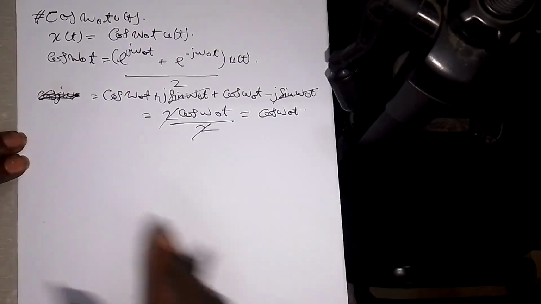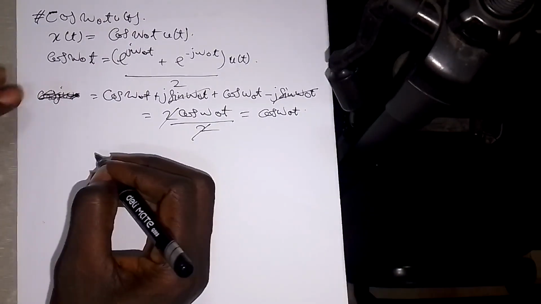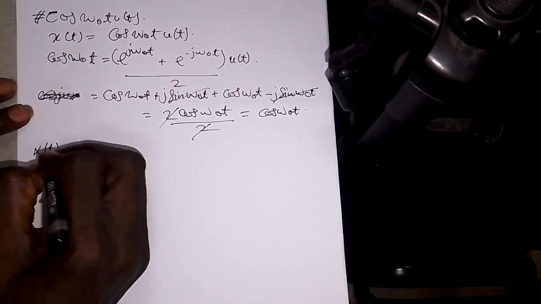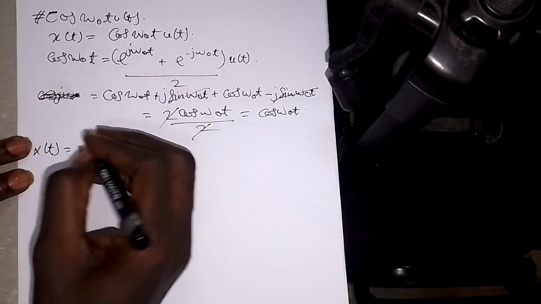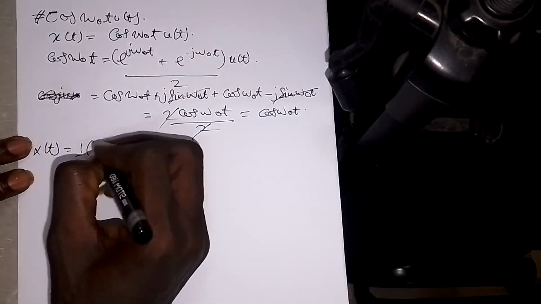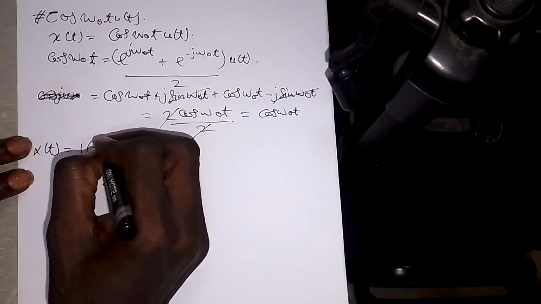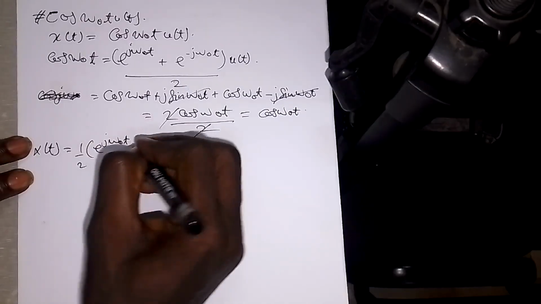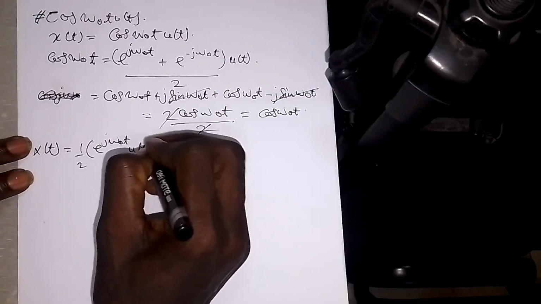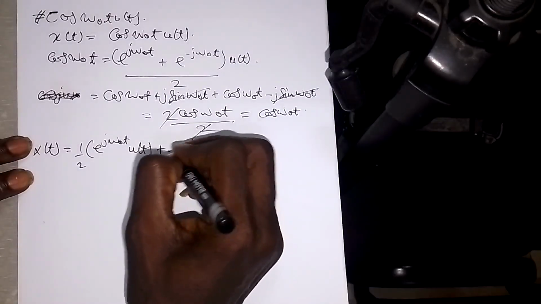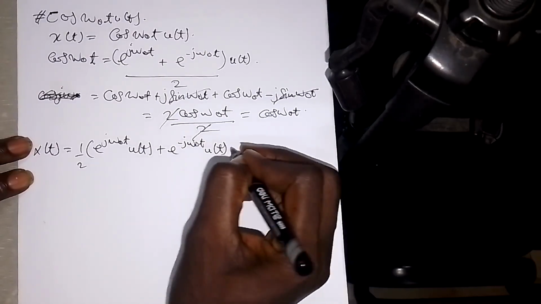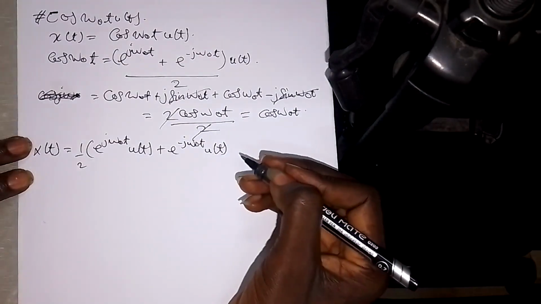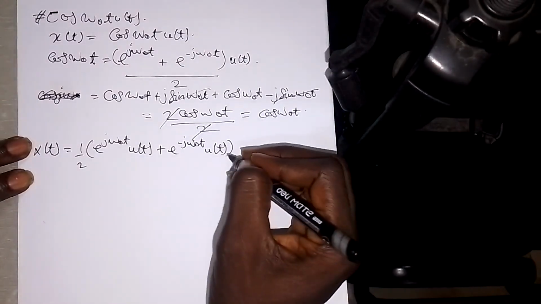Moving on, what I can say is that x of t is equal to, I can bring this 1/2 out, so that I have 1/2 times e to the j omega naught t times u of t plus e to the minus j omega naught t times u of t. I can close my bracket this way.